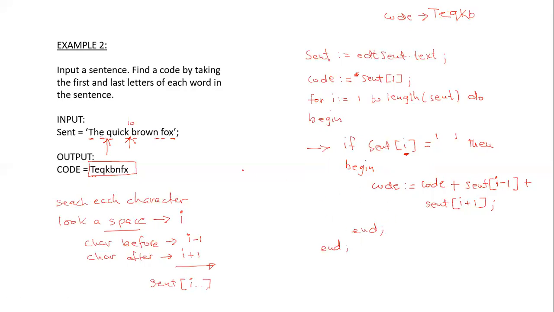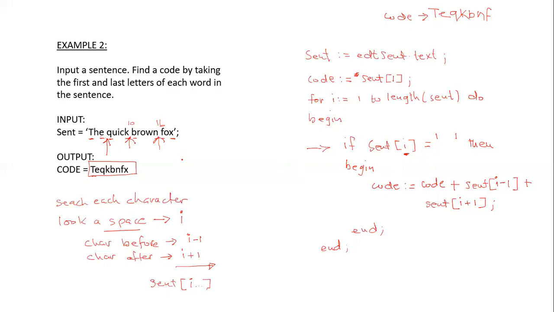The loop then continues until it finds the space at that position, which will be 11, 12, 13, 14, 15, 16. It goes to the character before, it gets the N, and the character after, and it gets the F. But as this loop continues till the end, there are no more spaces.